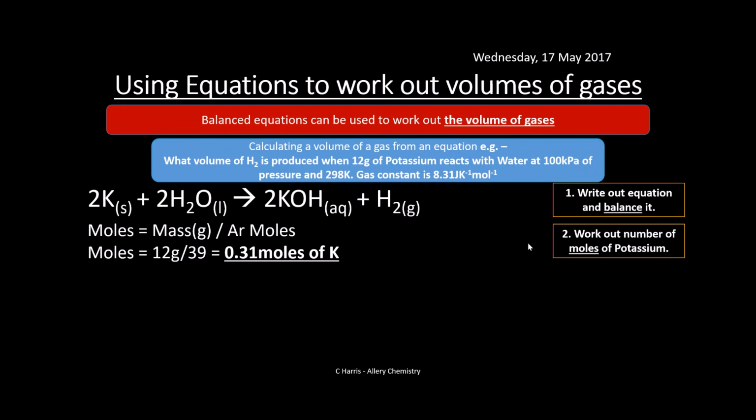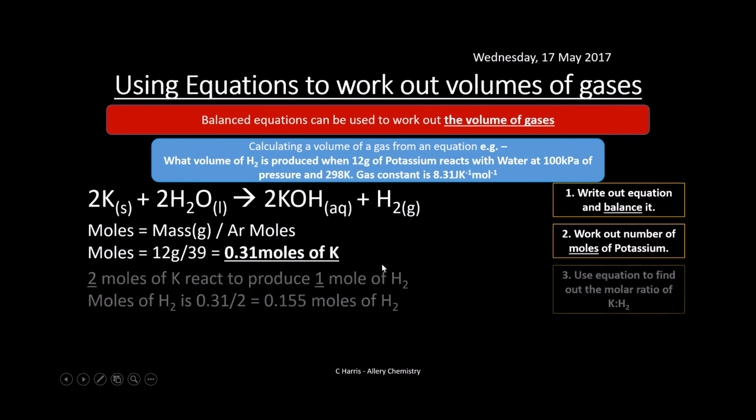Right, the second thing, we need to work out the number of moles of potassium, because we can. Okay, we've got a mass and we work out the Ar of potassium. So moles is mass over Ar. Remember that saying, if in doubt, work out the moles. So that's what we're doing. So working out the number of moles, 12 grams divided by 39, that gives us the number of moles of potassium to be 0.31 moles of potassium.